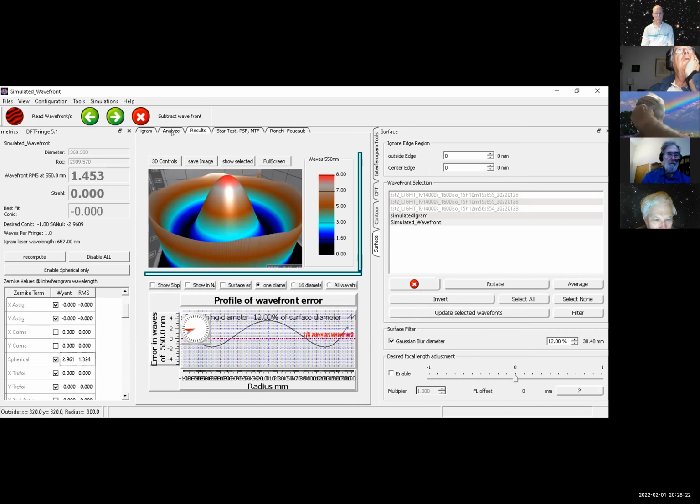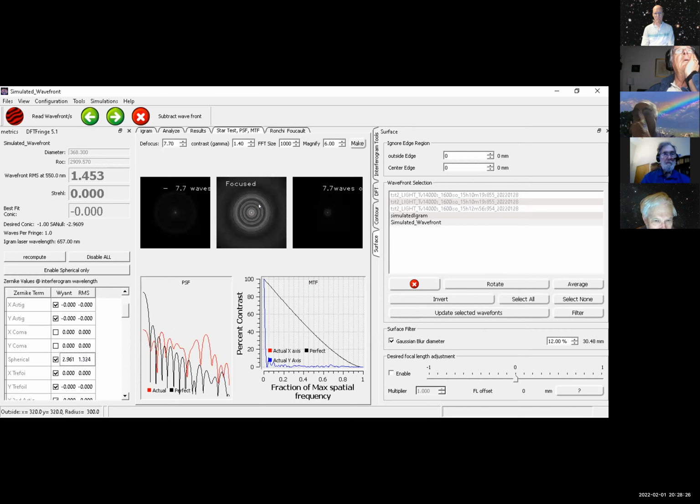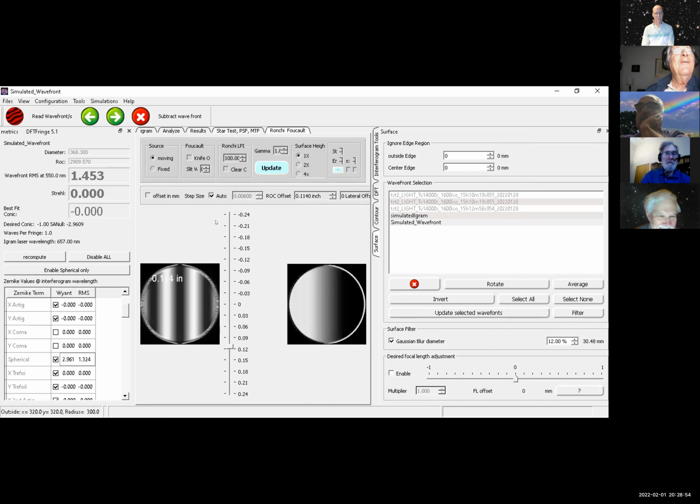All right, so now we go to our star test. Notice the point spread function, it's way down there. Our modulation transfer function shows just how terrible it is, terrible for planetary stuff. That looks as it should, not good. I mean, it looks believable. Okay, Ronchi.